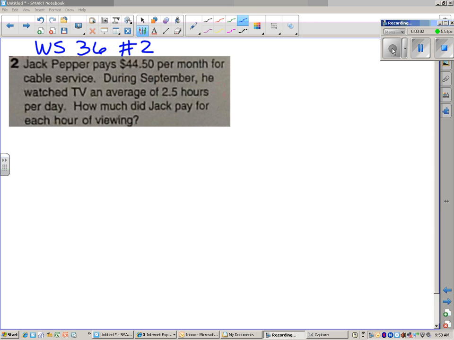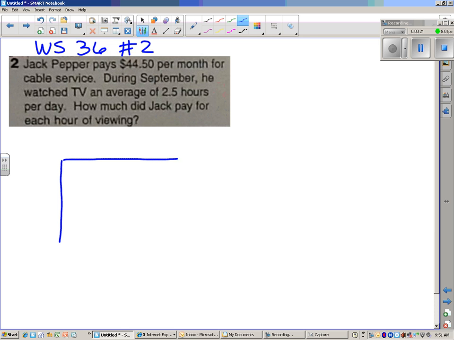Worksheet number 36, problem number 2. Jack Pepper pays $44 per month for a cable service. During September, he watched TV an average of 2.5 hours per day. How much did Jack pay for each hour of viewing?